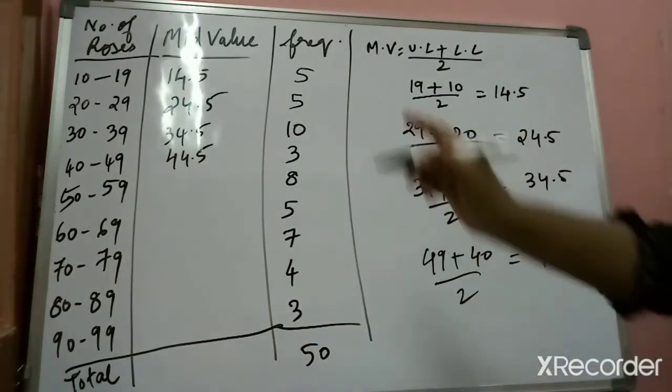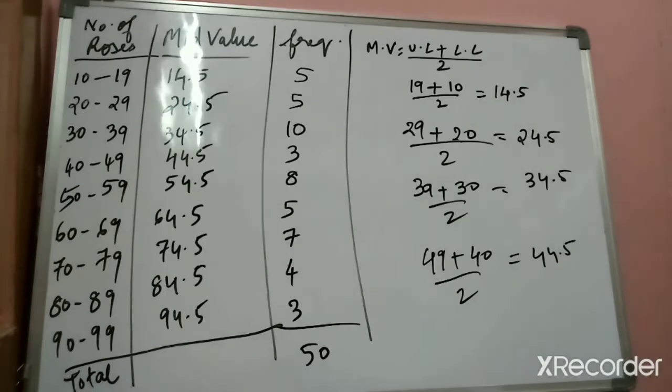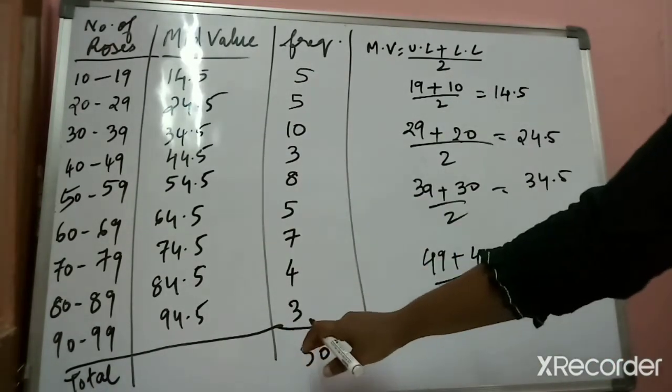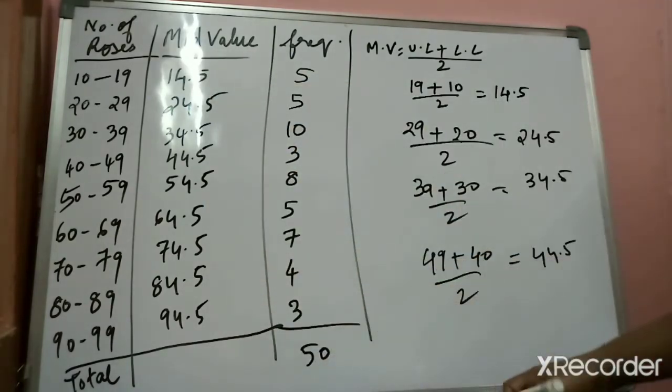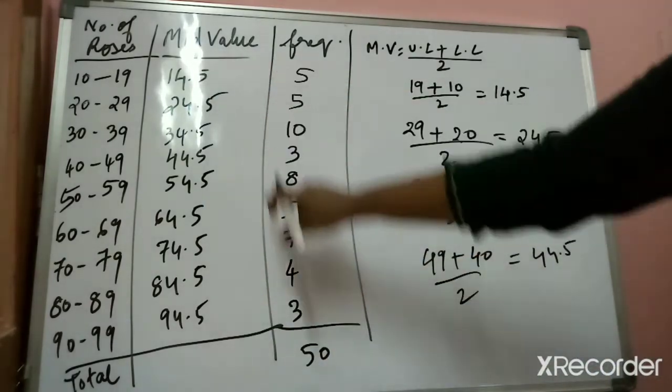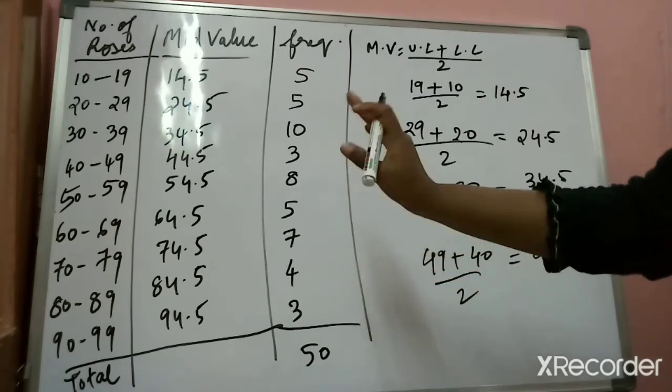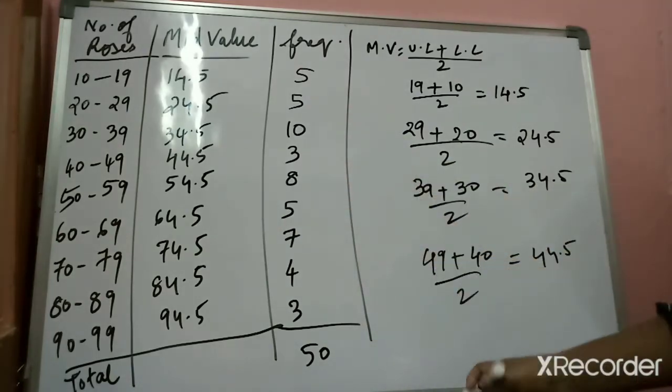So like this you have to complete it. Now you can see I have just completed all the mid values of all my inclusive classes. So like this you have to prepare whenever it is asked in your question, okay, in your exams. So this is the completion of your illustration number 4.